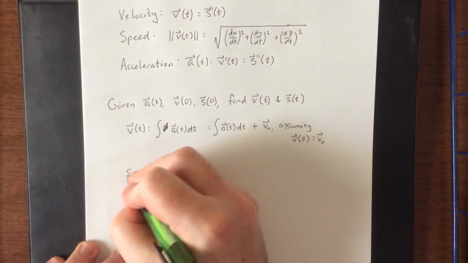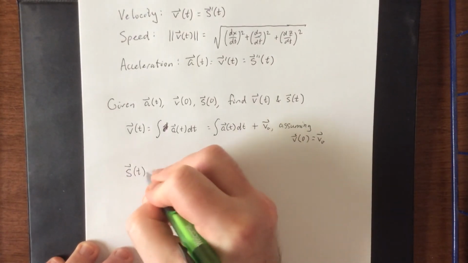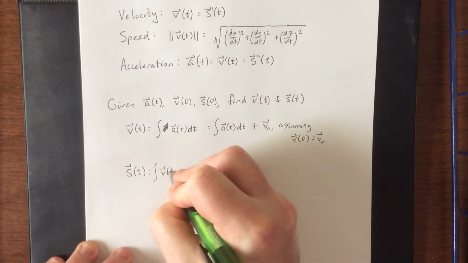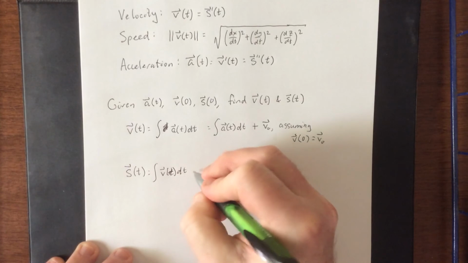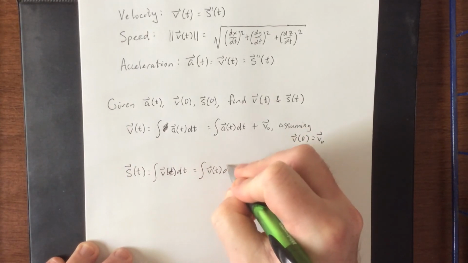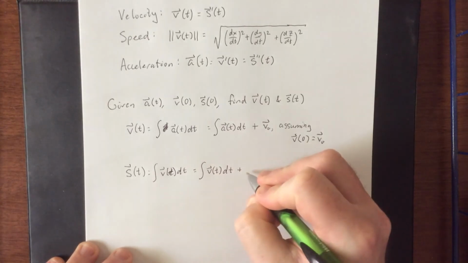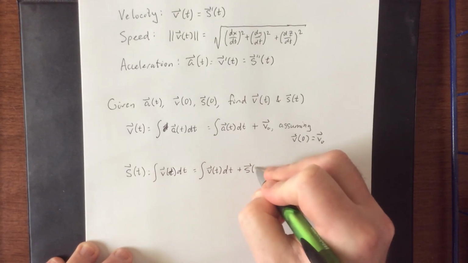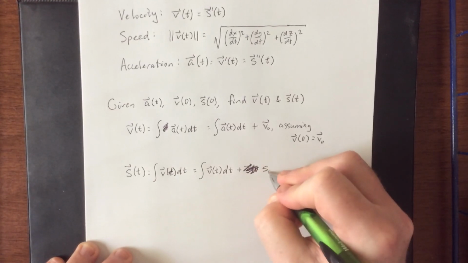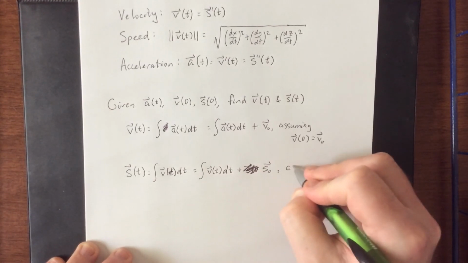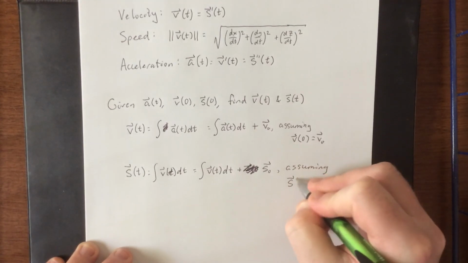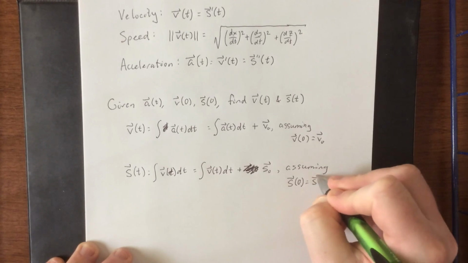Additionally, if we're interested in finding the position function, we would take the integral of the velocity function, v of t dt. Let me recopy that so it's a little bit cleaner. So anti-differentiate the velocity function, and then tag on whatever the initial position happens to be. That's not the right notation. This is assuming that s of 0 is equal to the initial position.